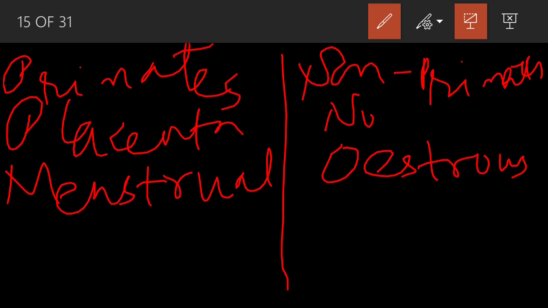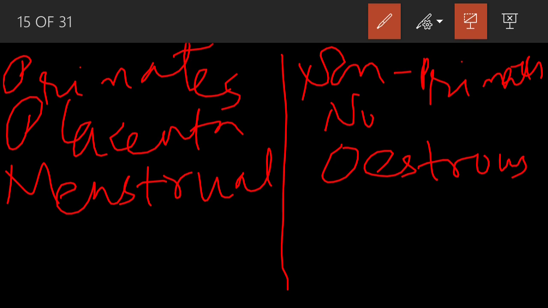Therefore we call it the estrous cycle. During menstruation, the female will not allow the male to copulate or reproduce. But in the estrous cycle, it is during this period only that the female will have reproduction. It is the favorable period for the non-primates to have sex as well as the reproduction process. So during the estrous period only, the females will allow the male to have reproduction or copulation.